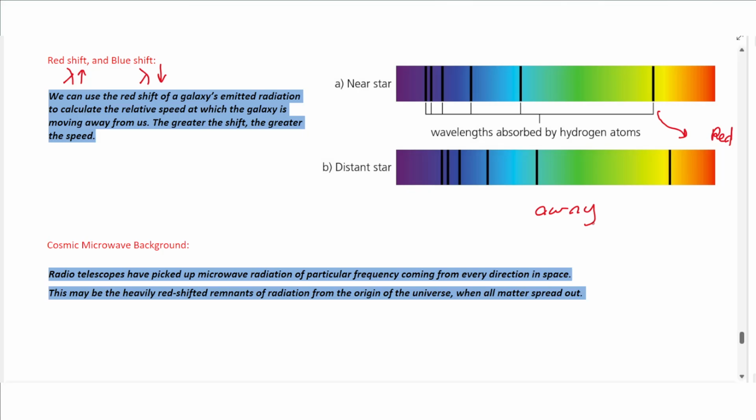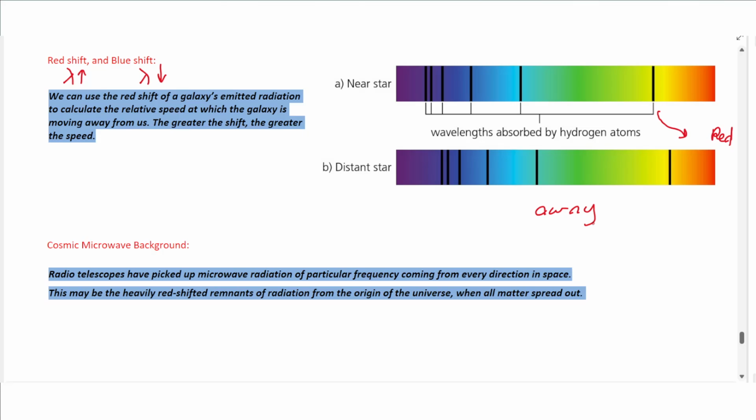Okay, when we observe all the objects around the Earth, most of them are moving away. Actually, you can approximate it to all of the objects are moving away from the Earth, so they must be also moving away from each other.